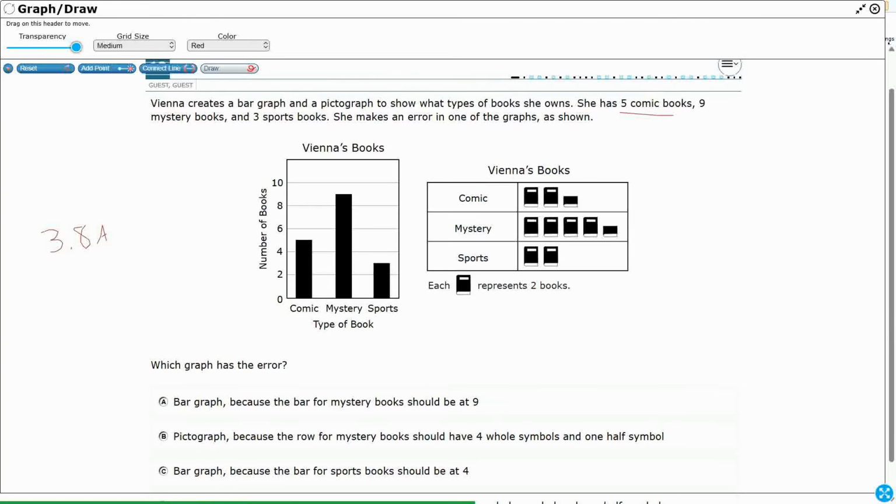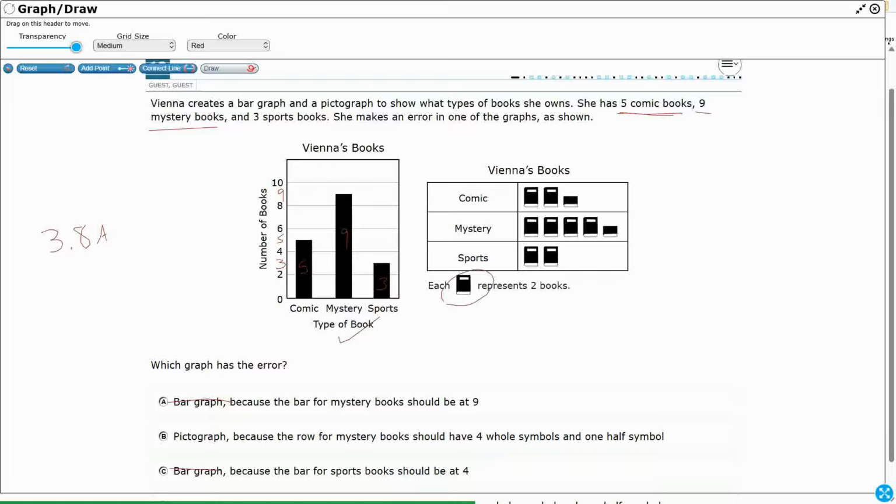All right, so let's look at our bar graph first. Okay, so 5 comic books. Comic is going to be 5 because look, it's right there between the 4 and the 6. That's a 5, so that's good. I've got 9 mystery. Mystery looks at 9 because it's right there between 8 and 10, so we're good there. And then 3 sports, and that's good because it's right there between 2 and 4. All right, so there's nothing wrong with our bar graph. So A is going to be wrong. C is going to be wrong. There's a problem with our pictograph.